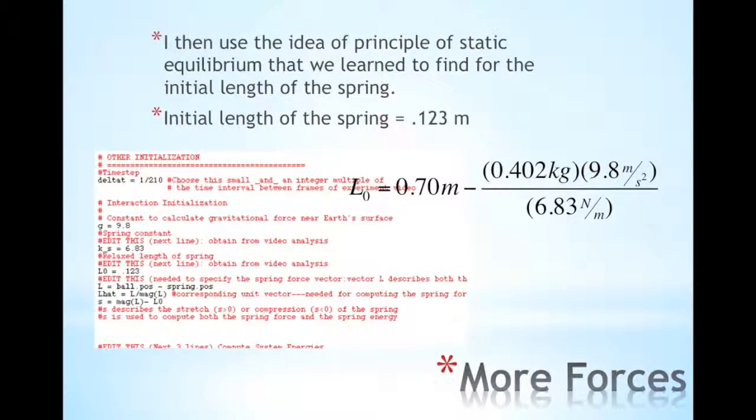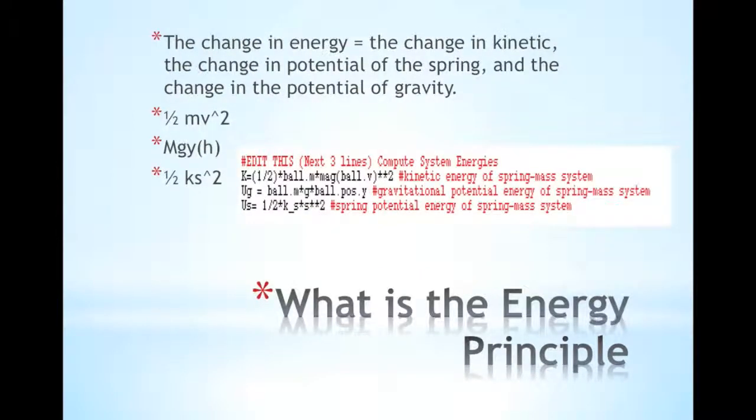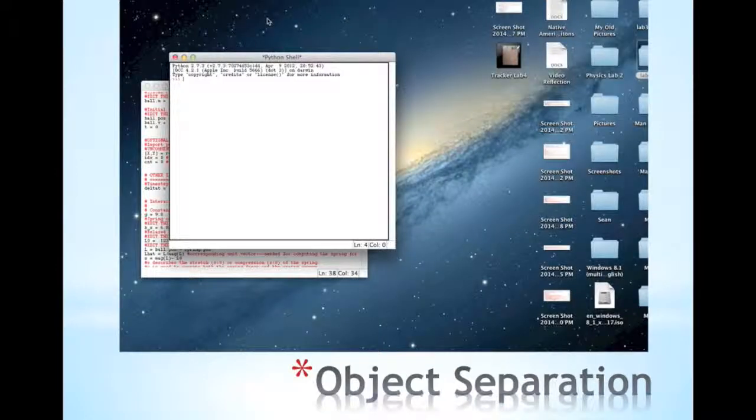Next, I had to code the energy of the system using the energy principle. The energies that are present in the system are the kinetic energy, the gravitational potential energy, and the spring potential energy. Kinetic energy is equal to 1/2 mass times velocity squared. The gravitational potential energy equals mass times gravity times the y position, and the spring potential energy equals 1/2 times the spring stiffness times the stretch, or S. They're coded like this. We must also calculate the change of the energies.